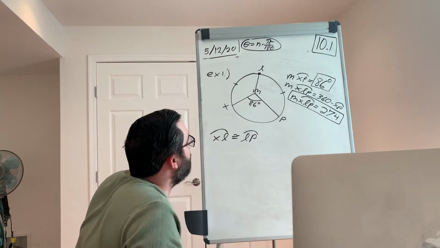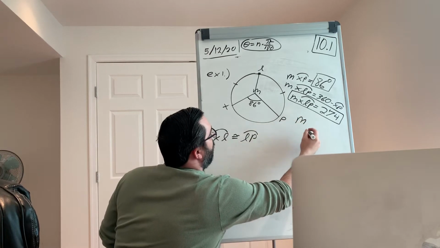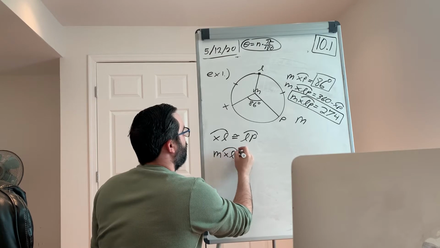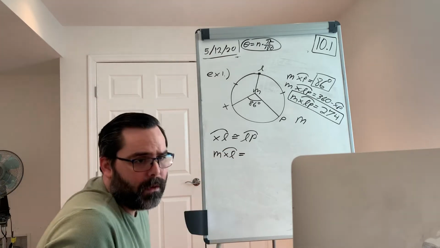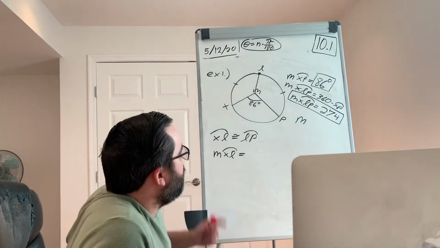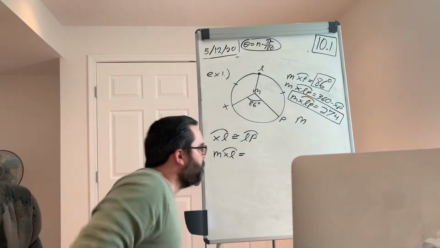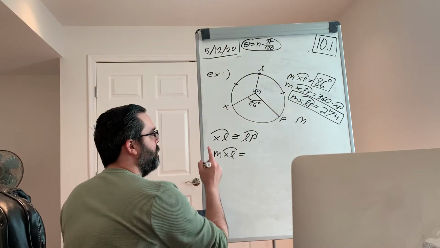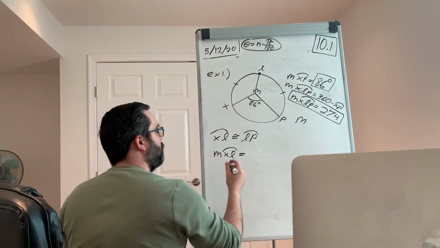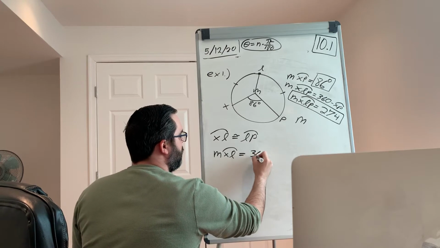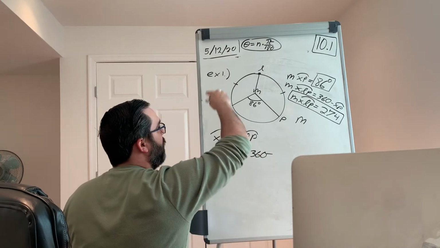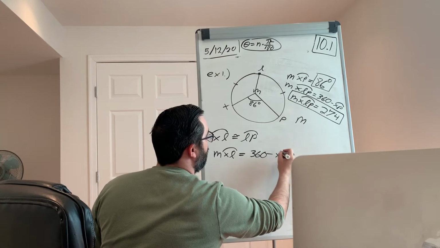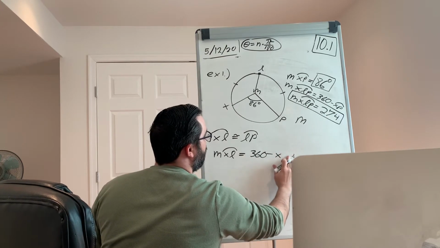So what would be the measure of XL? And don't tell me the number, tell me how I would find that. So here's how you would find it. Well, we do the same thing we did above. We would say that this is equal to 360 minus XP.